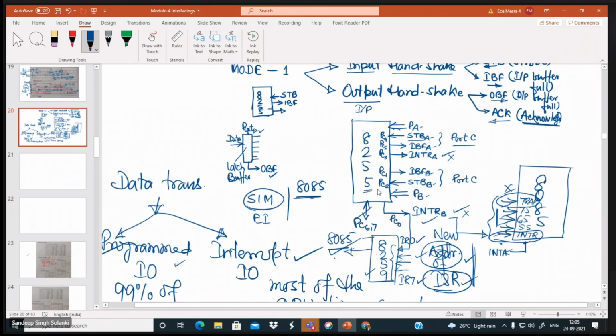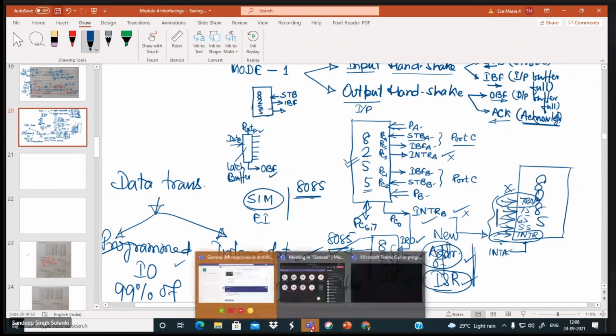And also you can understand the necessity of having 8255. If I ask you to make the logic circuit for creating all these things, you can understand what kind of complexity you will come across. Clear? Yes, sir.